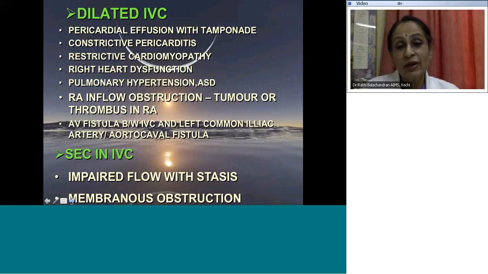right-sided heart dysfunction, that is the RV dysfunction, then the pulmonary artery hypertension, especially in cases of ASD, the older patients, and then the RA inflow obstructions, the tumors, thrombus, or AV fistulas where the pressures are very high, or something is draining into the right side. And apart from that, if you have a SEC in the IVC, you must think of the impaired flow with the stasis and the membrane obstruction. Now let us see what this patient has got.